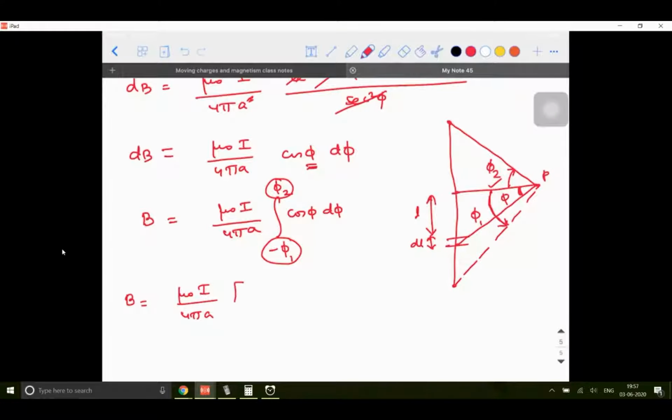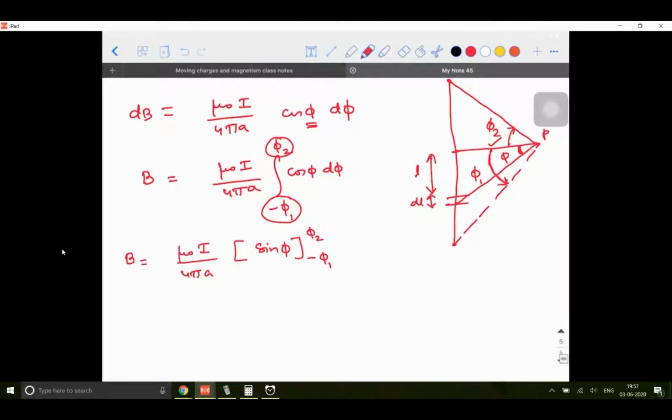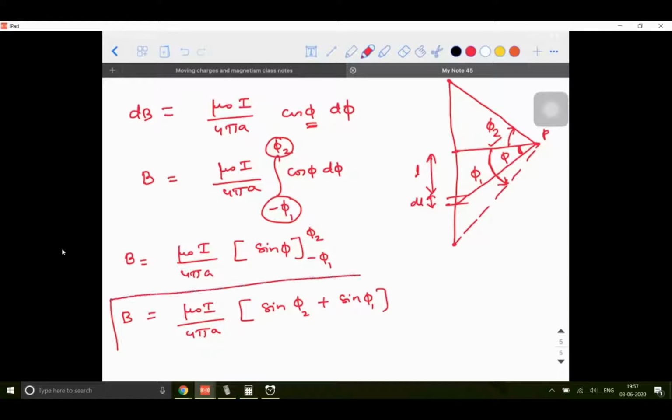So the integral of cos phi will be sin phi, so sin phi from minus phi 1 to phi 2. This will be equal to mu naught I divided by 4 pi a into sin of phi 2 plus sin of phi 1. So this is the value of B. Are you clear with this? This is going to be the total magnetic field that is produced by the current carrying conductor of finite length.